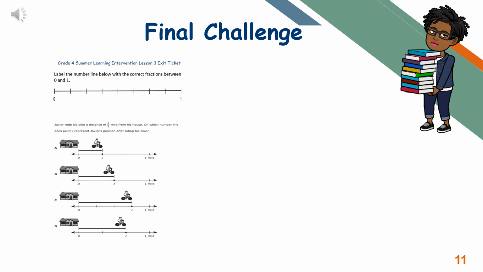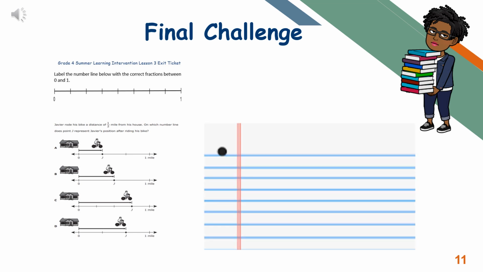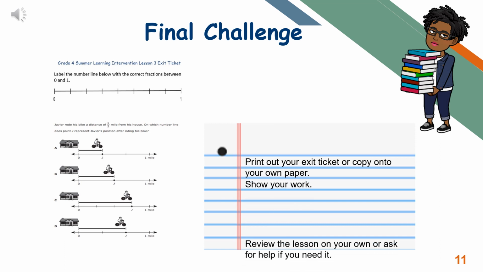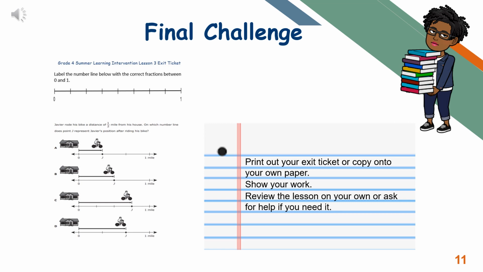Your final challenge consists of an exit ticket with 2 questions to check for understanding. You may get the link from your teacher to access the exit ticket. Your options are to print the 1 page or copy the document onto your own paper. Whichever method you choose, always remember to show your work. If you need to review the lesson, go back and review it as many times as necessary, or ask your teacher for assistance. Don't forget to submit your lesson to your teacher when you've completed it and are ready to move on to the next lesson.